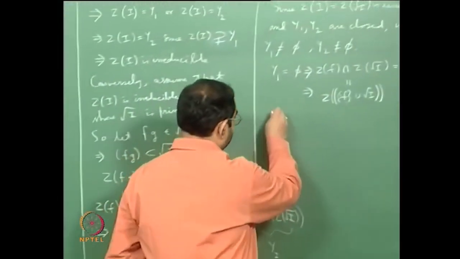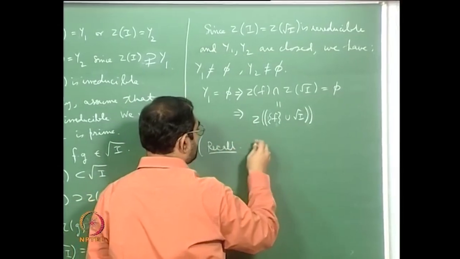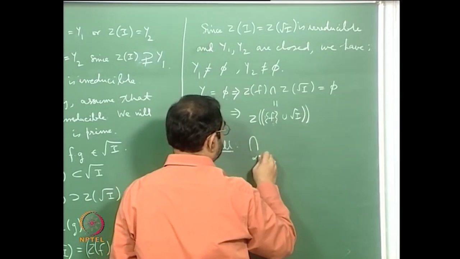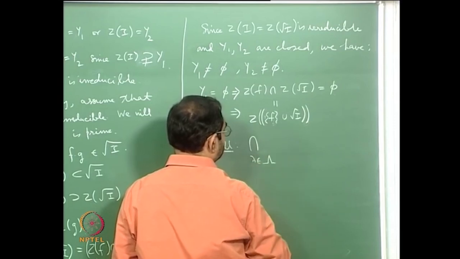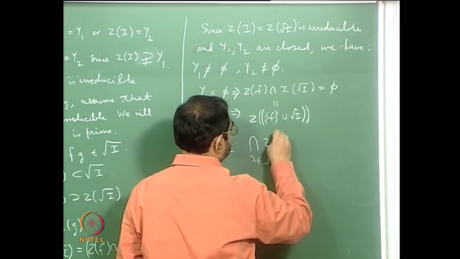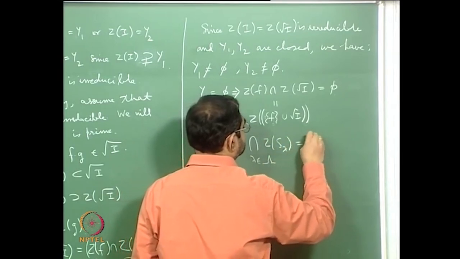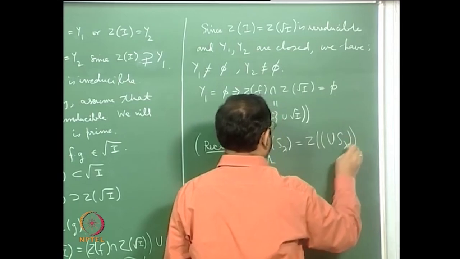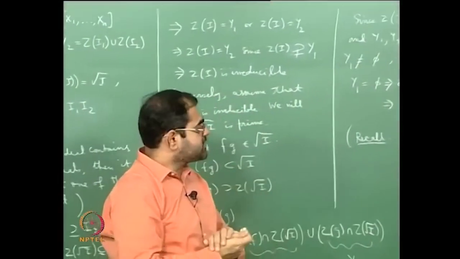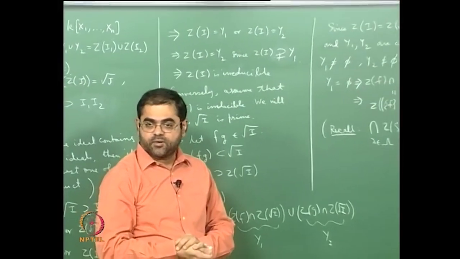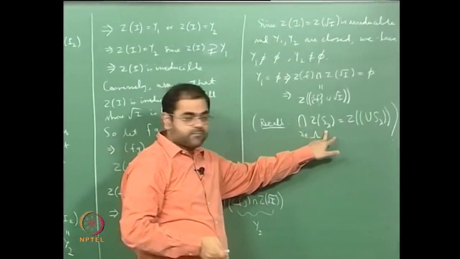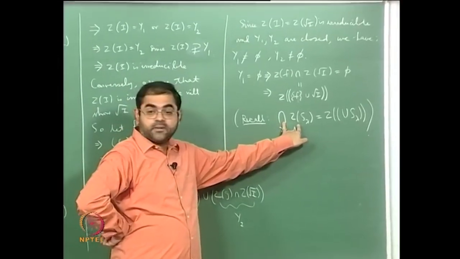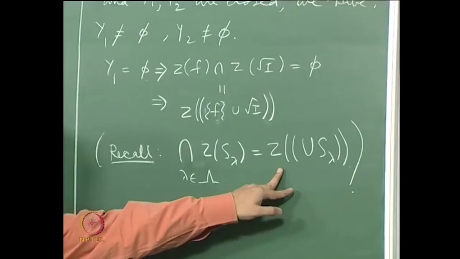If you recall, if you take the intersection over lambda in capital Lambda, some indexing set, of Z of S lambda, this is just Z of the ideal generated by the union of S lambdas, if S lambdas are subsets of the polynomial ring. These are a collection of closed sets. How do you show that the intersection of an arbitrary collection of closed sets is closed? It follows from this calculation, okay.